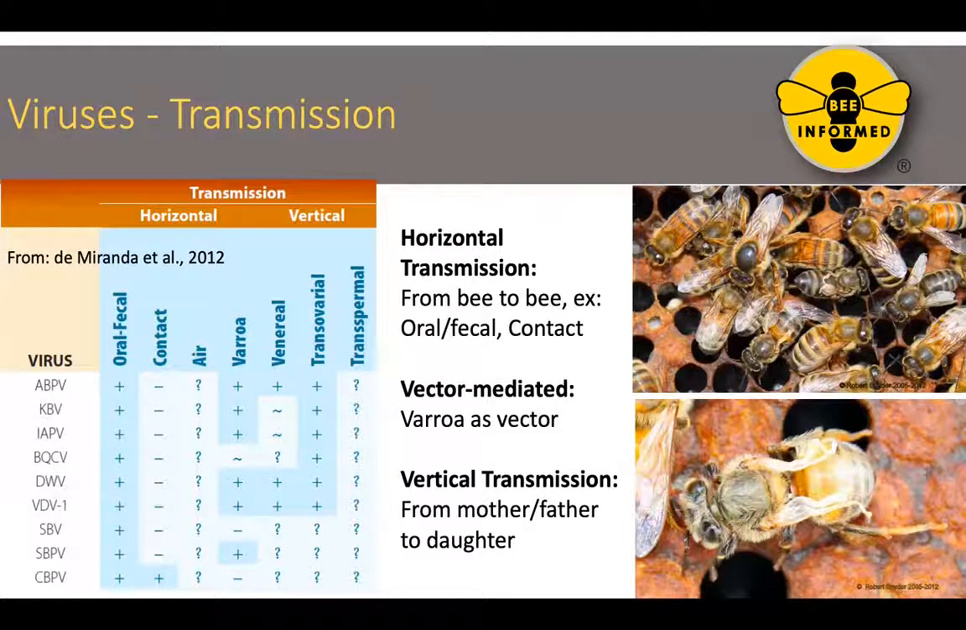Another transmission route is the vertical transmission, and vertical transmission is from mother and or father, so from queen or drones to the daughter bees. We'll have a different slide to show you how that works too. And lastly, viruses can be transmitted through a third party, or what we call a vector, namely Varroa in the case of honeybees. So we'll talk about some examples of viruses that are vectored by Varroa in the next few slides.